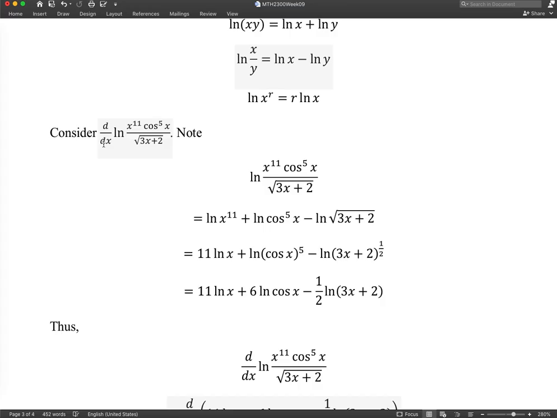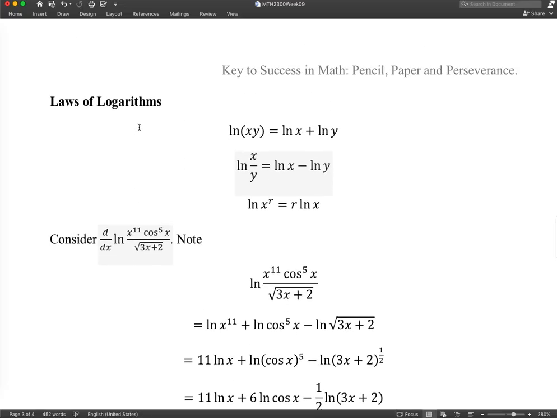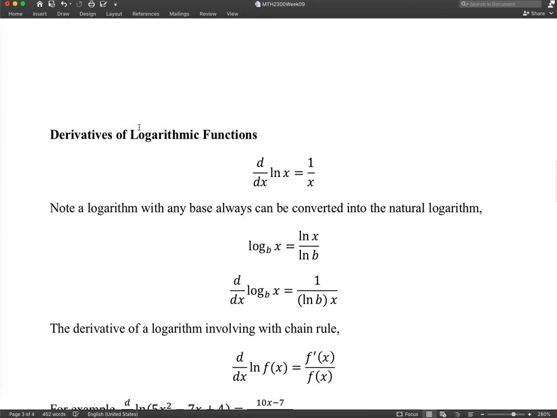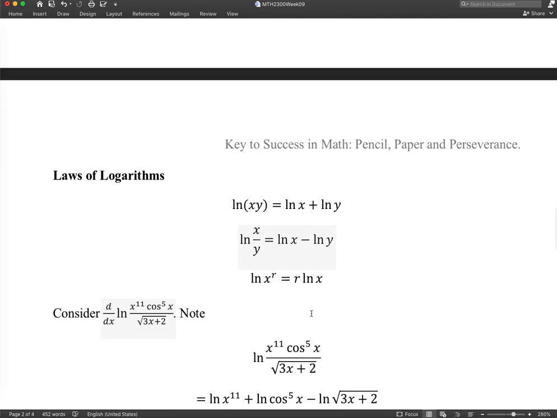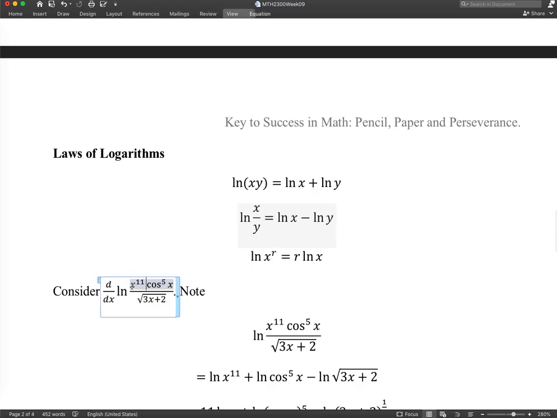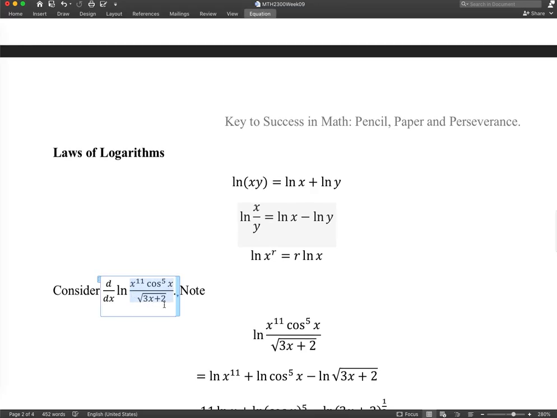Let's say we want to consider the derivative of this logarithm. It's pretty complicated, right? It's the logarithm of a function, and if you remember the formula, it's right here. The derivative of ln of a function is f prime over f. f is in the denominator. Whatever f is, it's inside the logarithm notation.